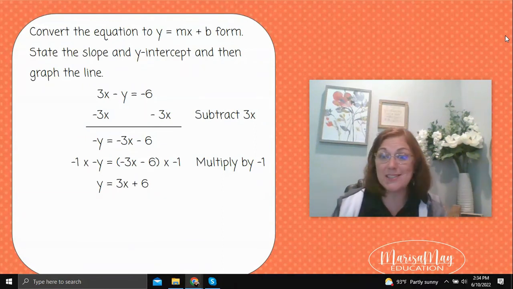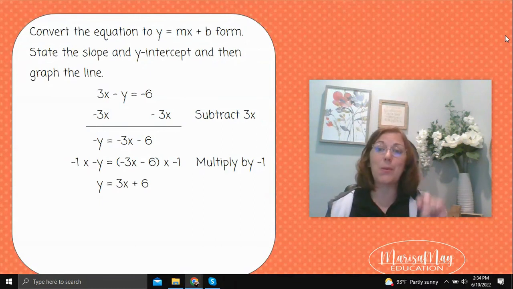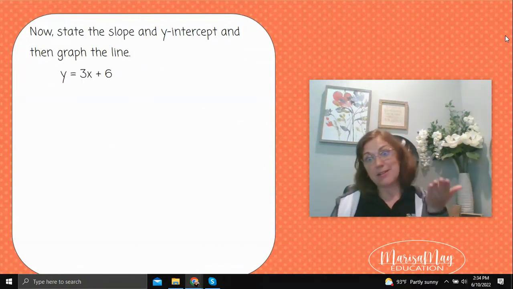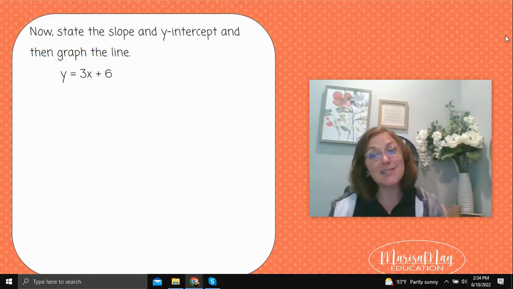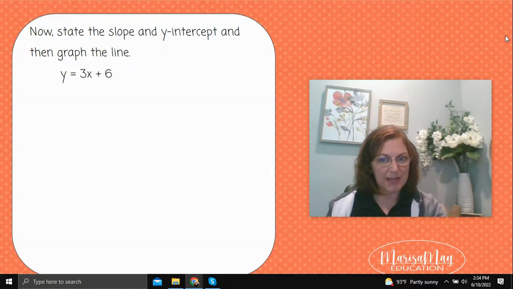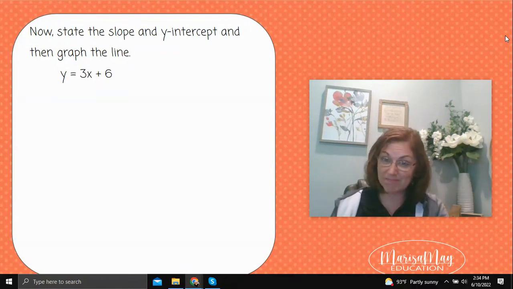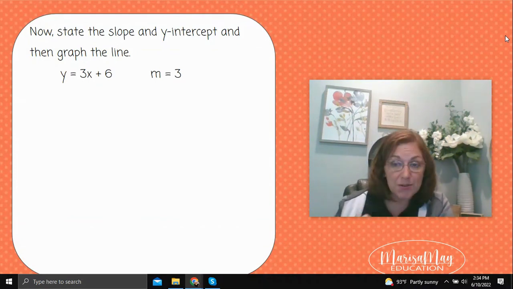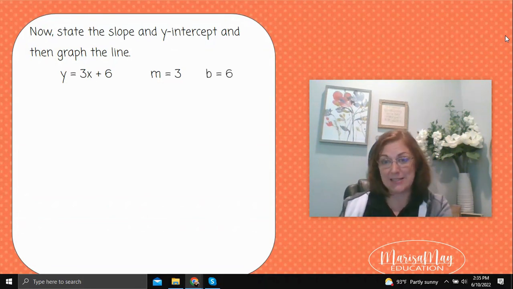That's what I've been wanting because I want to be able to pick out the slope and I want to be able to pick out the y-intercept. So let's look at this one. What is the m? What is the slope? Remember, that's the number being multiplied times x. In this case, it's 3. You're right. Then I want the y-intercept. That's the number that's being added or subtracted to x. In this case, that's my 6.